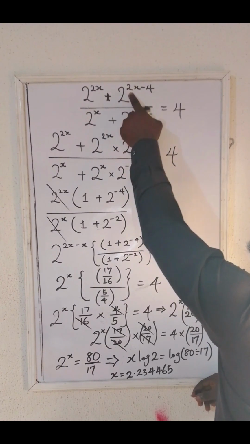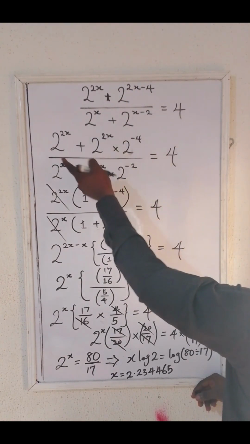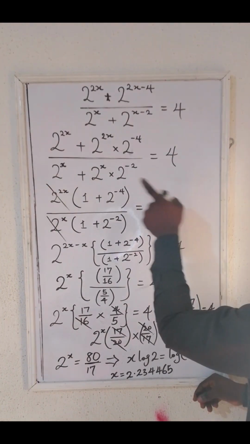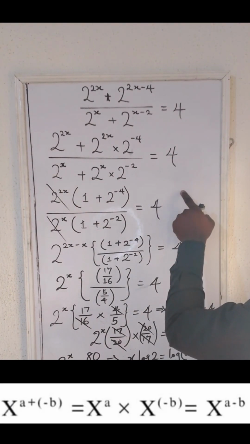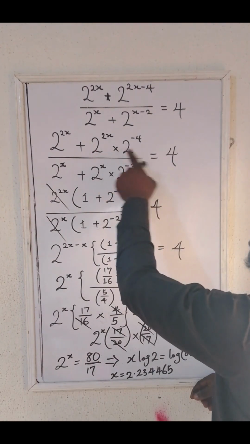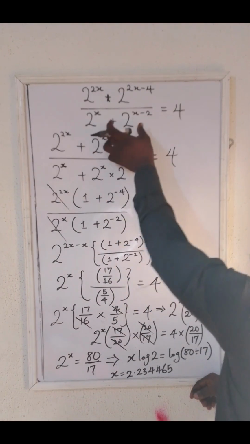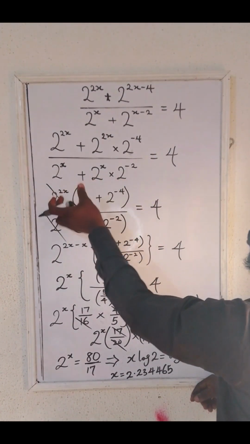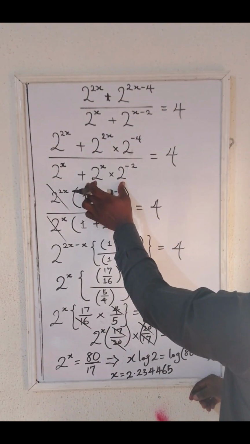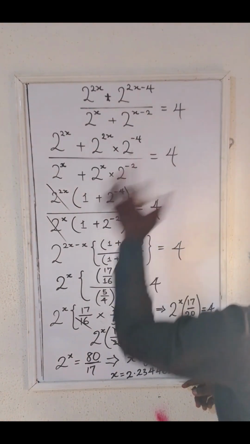Since we have 2 raised to the power of 2x minus 4, I simply broke it down. So we are now having 2 to the 2x times 2 to the negative 4, just like we had x to the a times x to the negative b. Don't forget that. So that is how we got this. Everything there was simplified. The same also applies to the denominator, which is 2 to the x minus 2. So we broke it down like this and we equated it to 4. So nothing has gone wrong.